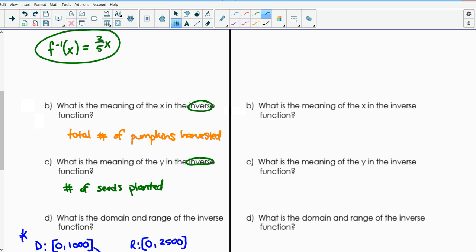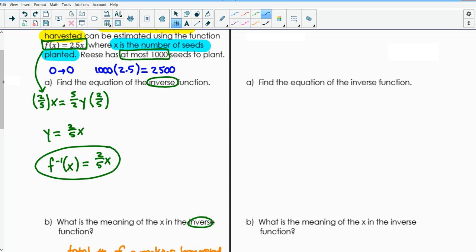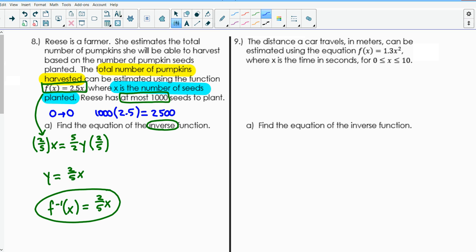Okay, let's try it again. So that was for a linear function. Now the next one is a quadratic function. It says the distance a car travels in meters can be estimated using the equation f of x equals 1.3x squared. Okay, so this is my function, where x is your time in seconds from 0 to 10. Okay, so notice that 0 is less than or equal to x, which is less than or equal to 10. So I would write down interval notation. That means that your x can only be from 0 to 10. Okay, find the equation of the inverse function.